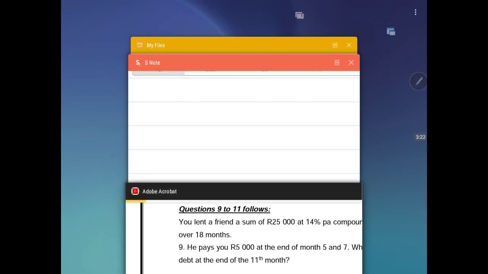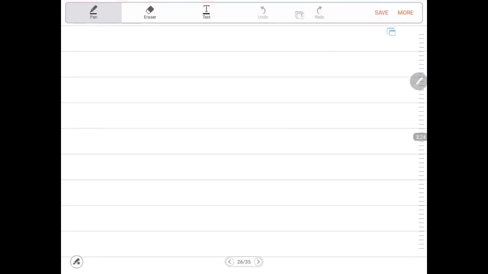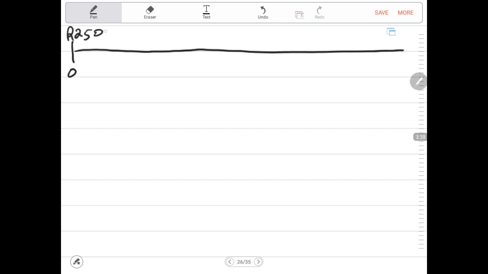We know how much was borrowed and we know how much were the payments. I just want to draw this line to give more clarity. Presently, at year 0, we lent an amount of 25,000 to a friend. Month number 5, we received an amount of 5,000. Month number 7, we received an amount of 5,000. Then our focal date is month number 11. We need to know how much this person owes us at the end of month 11.